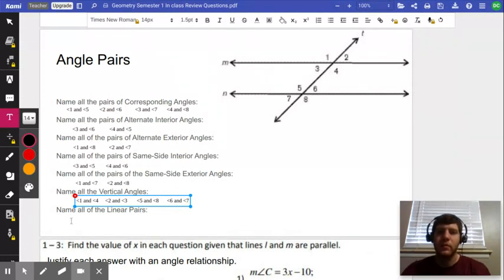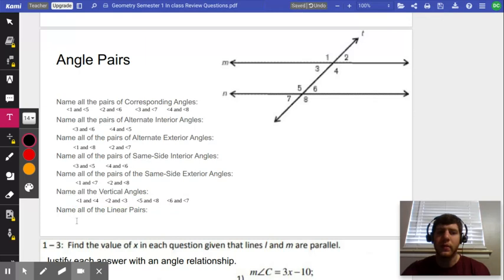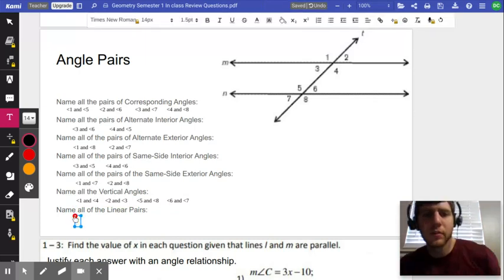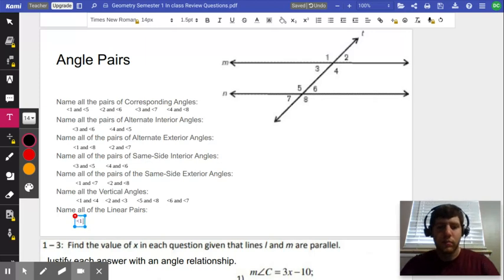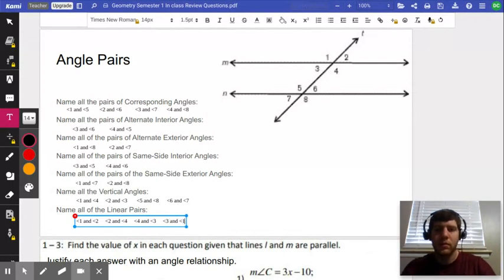Okay, and then there's a bunch of different linear pairs. Linear pairs are adjacent and supplementary, so they add up to a straight line. So we have angle 1 and angle 2. We have angle 2 and angle 4. We have angle 4 and angle 3. We have angle 3 and angle 1. And then we have angle 5 and angle 6.